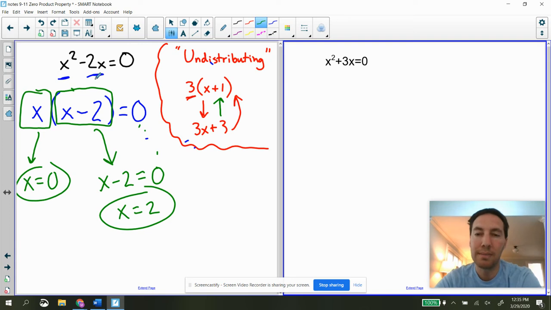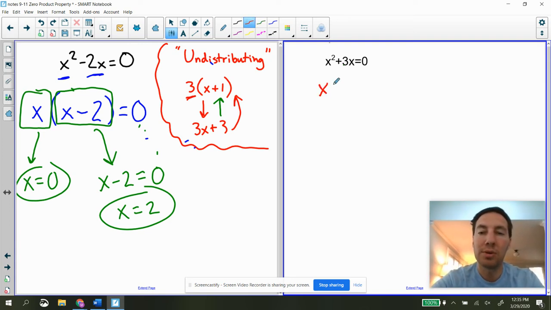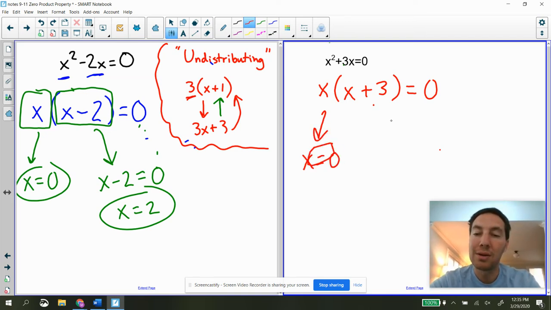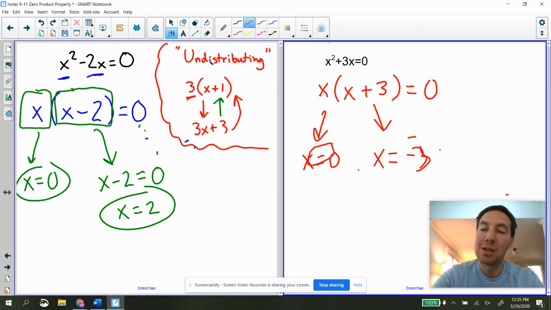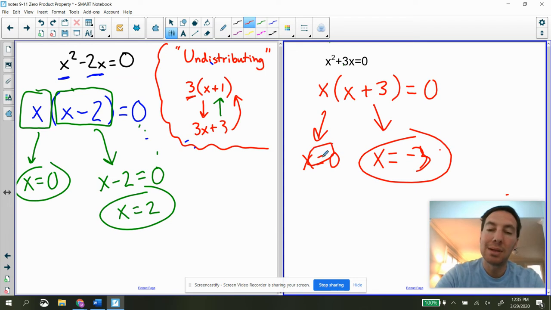Pause the video. All right, we're back. If you solved it correctly, you would have pulled out an x again, and you get x times x plus 3 equals 0. So x could equal 0. Or x could equal negative 3. My pen's going a little slow on me here. Sorry about that. And this one was supposed to be x equals 0.